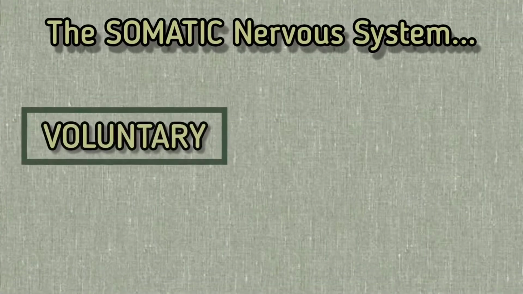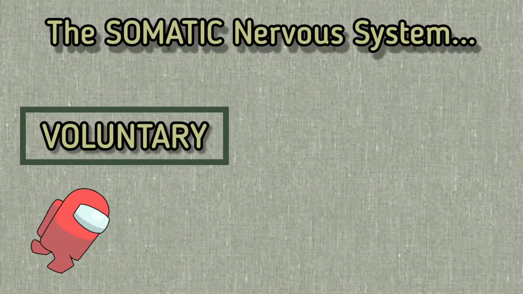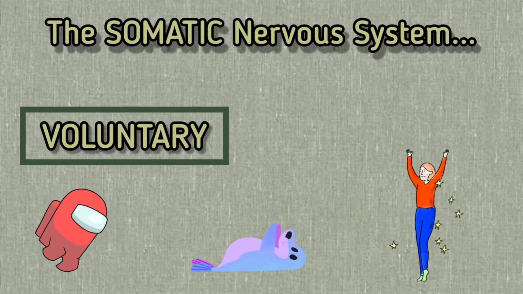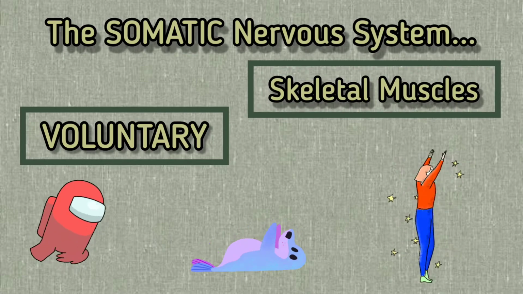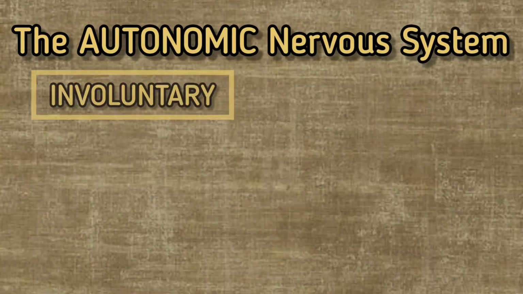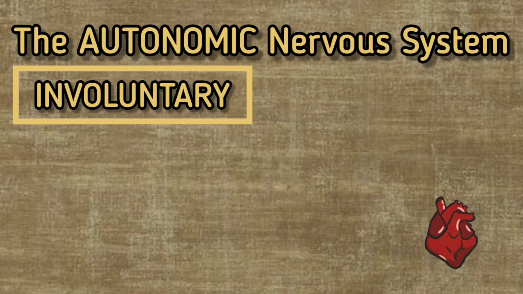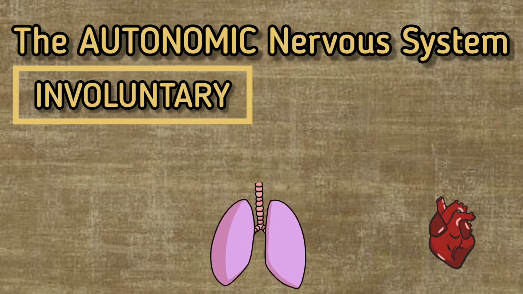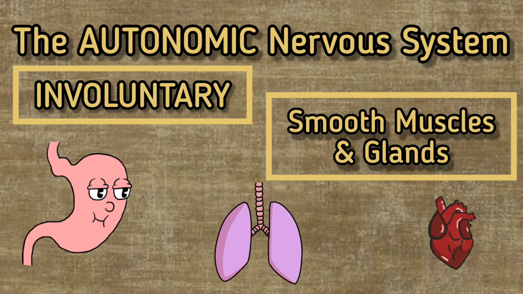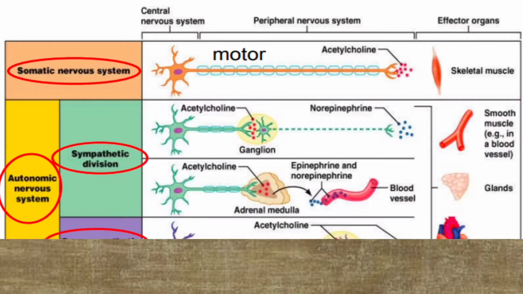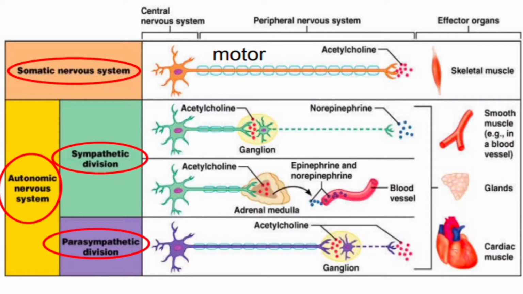Your somatic nervous system is for voluntary movements that allow you to run, dance, and exercise, as well as control skeletal muscles. Your autonomic nervous system controls involuntary movements for your heart, lungs, and GIT, as well as controls smooth muscles and glands. So how do these two systems differ structurally?